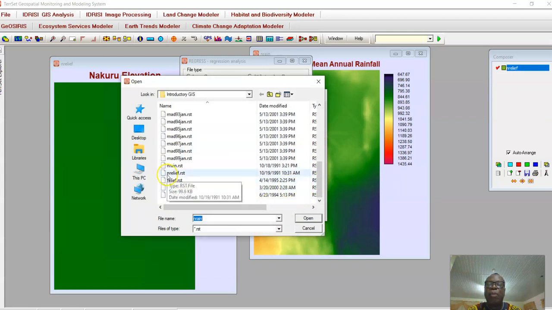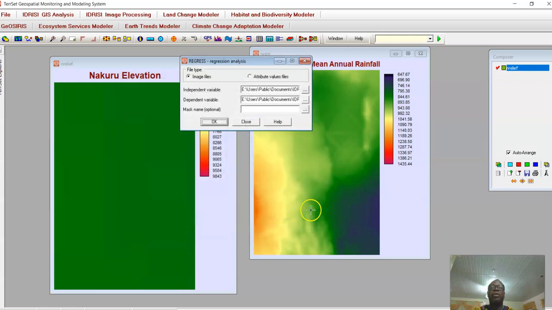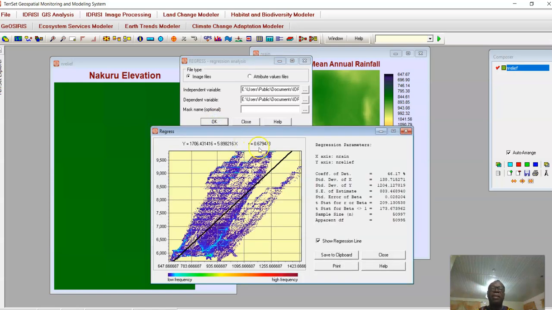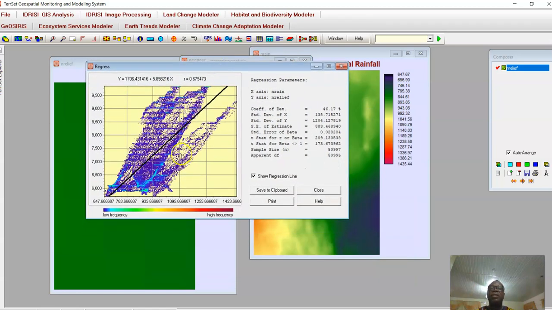This data is available as part of the sample data for IDRISI. You can put optional, then you have another image that you want to use. Another thing I want to show you is that you can regress images, or you regress the attribute data. When you are regressing the images, you are using the pixel value as cases. The pixel value represents the cases, and when you click OK, it gives you the relationship map.